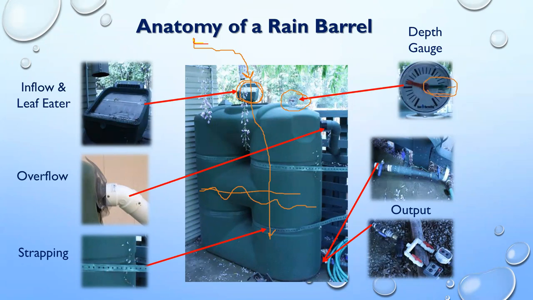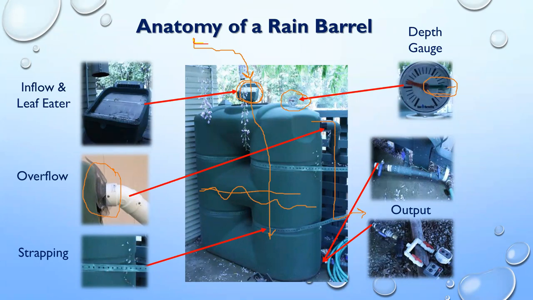And when that barrel gets totally full, it will overflow and the water will come out this overflow. And this overflow runs all the way down and then out to a garden in this case. So on this overflow, in the second picture on the left-hand side, you can see there's also a piece of screening. And that piece of screening is required.